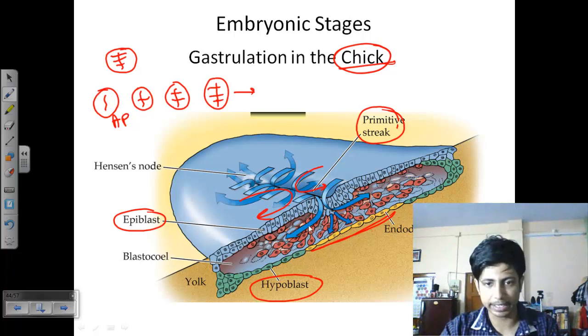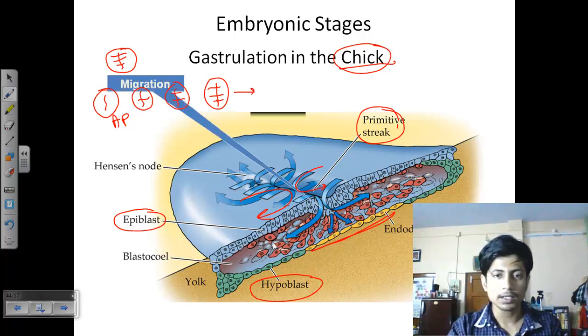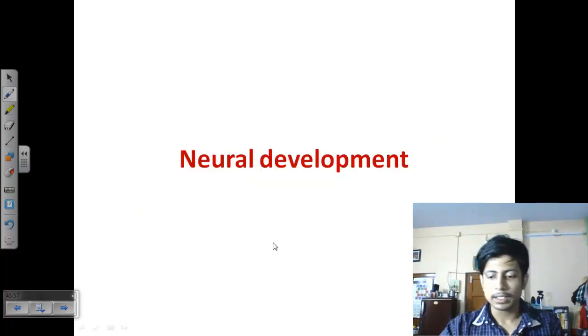So see the cells migrating in this direction. Some of the cells are migrating towards the endoderm, some towards the periphery. Some of the cells which are migrating towards the bottom will attach to the endoderm cells and convert themselves into endodermal cells.